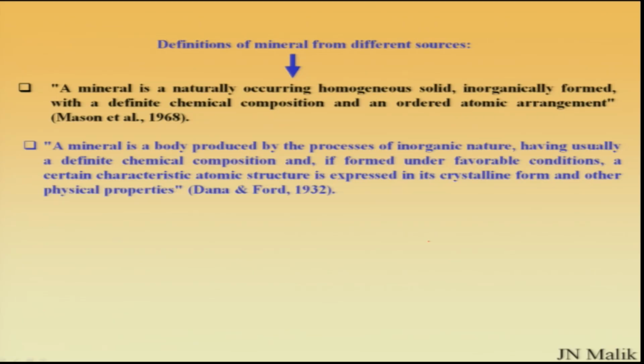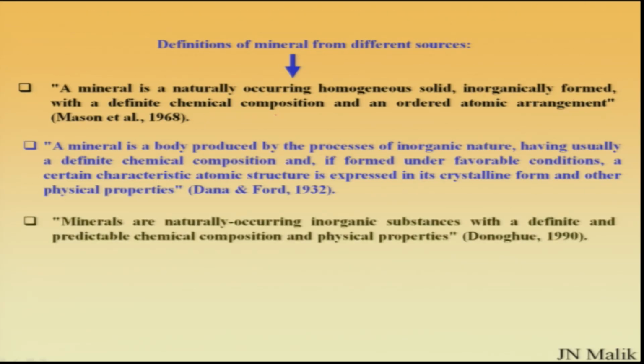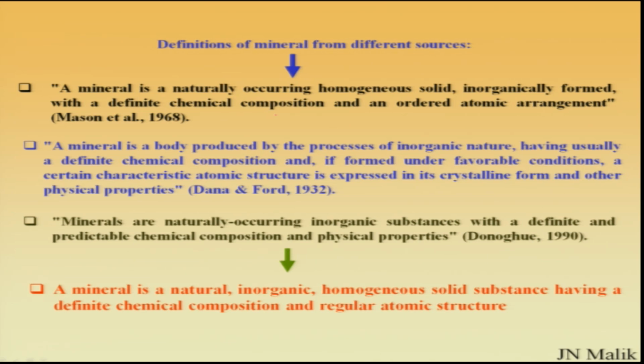Again, this is almost similar, talking about being inorganically formed and having a definite chemical composition and atomic structure. Then the third came in 1990, which says minerals are naturally occurring inorganic substances with definite and predictable chemical composition and physical properties. Finally, considering all these definitions, we can say that a mineral is a natural inorganic homogeneous solid substance having a definite chemical composition and regular atomic structure.